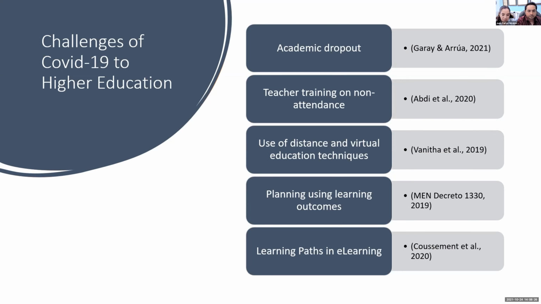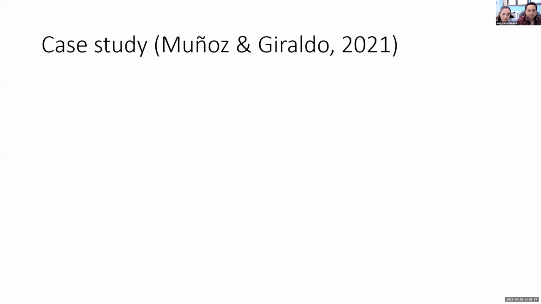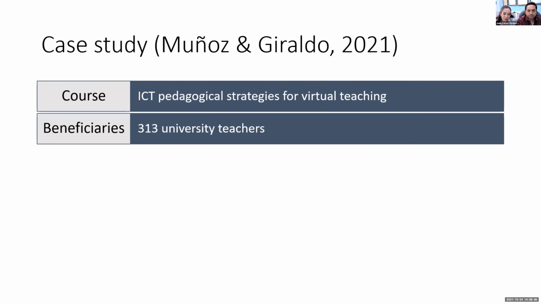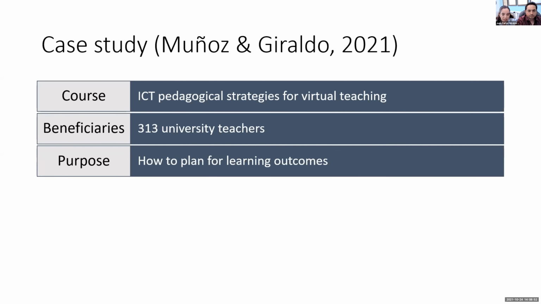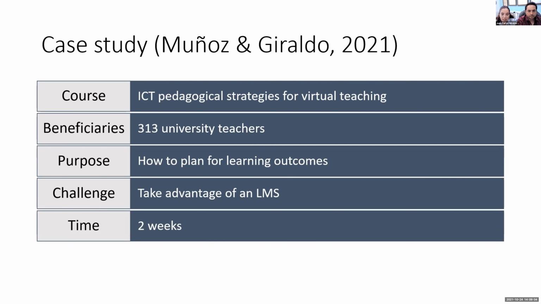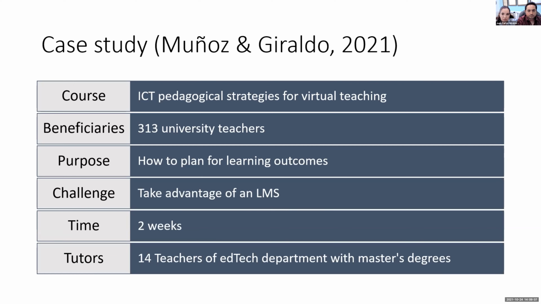For this reason, validated methods are required to plan learning paths in e-learning environments, as pointed out by Chrisman and others. The case study is a course on ICT pedagogical strategies for virtual e-learning, aimed at 300 full-time university teachers. The course presents a method for planning classes based on learning outcomes, which enables the transition to virtual learning platforms. The course lasted 2 weeks. It was developed and applied with 14 master-level tutors.